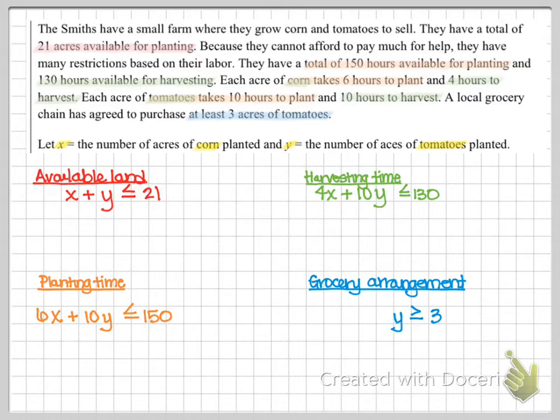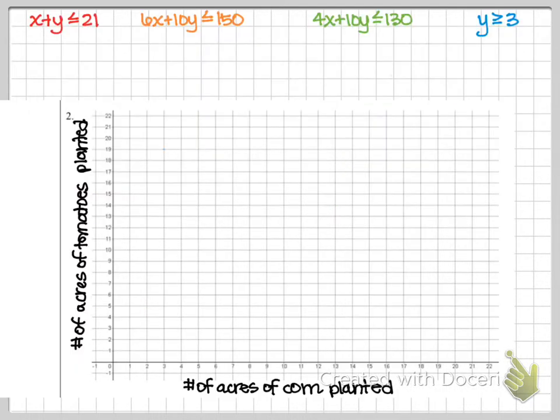All right, so I think we've got our inequalities now set up for this type of problem. And I think what we're going to do is take all of these and graph them. We want to find the vertices. So the vertices are going to be the corners, and the corners are going to give us a good idea of what the Smiths should do. Okay, so let's move on to the next screen.